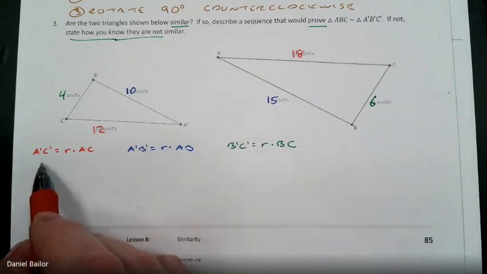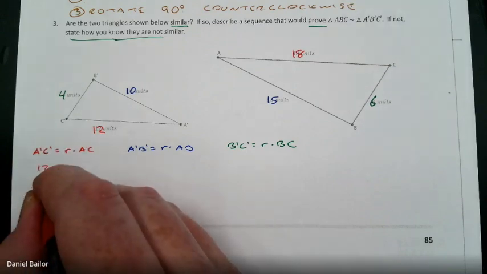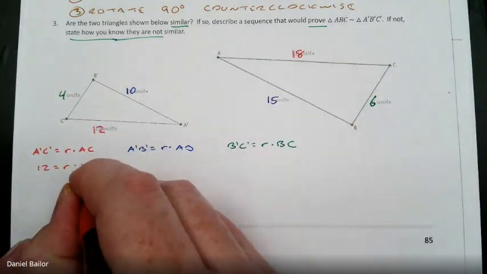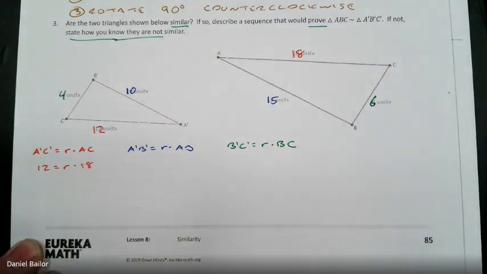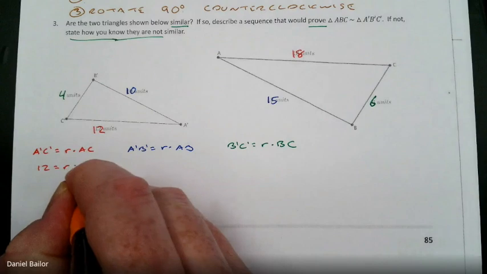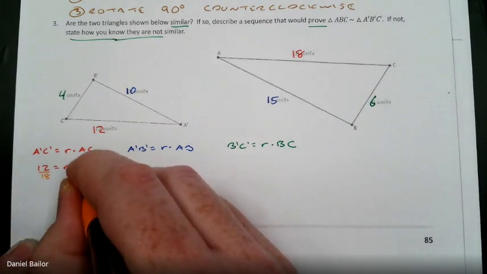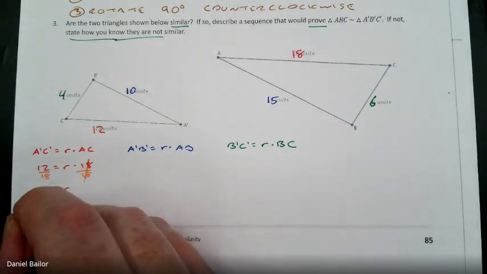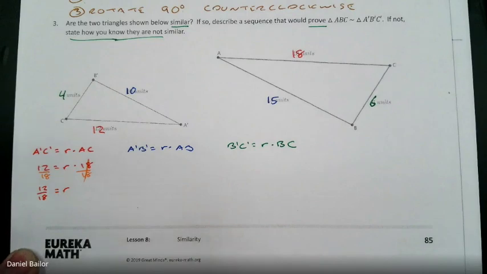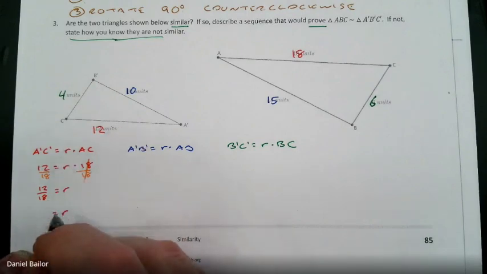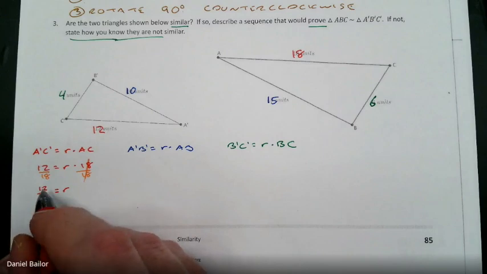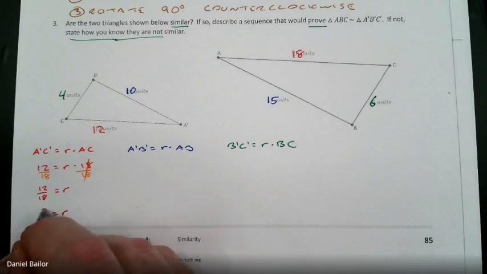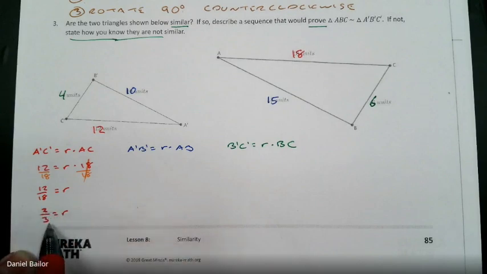Let's see, A prime C prime was 12. AC was 18. So I know I need to use my algebra and divide by 18 on both sides, because 18 divided by 18 is 1, and R times 1 is just R. And I get 12 over 18. Now that can be simplified because 6 fits inside of both of these. So if I take out the 6, I get 2/3. So this scale factor is 2/3, because 12/18 simplifies to 2/3.